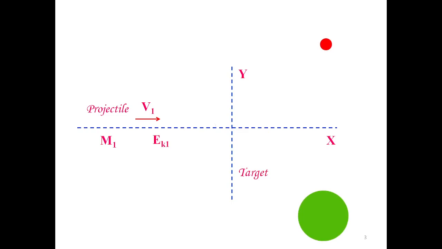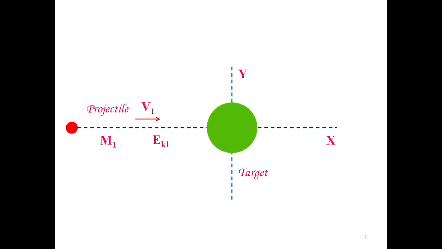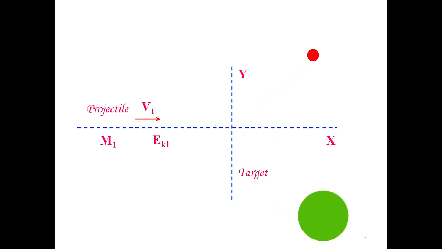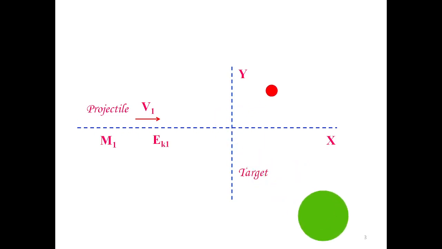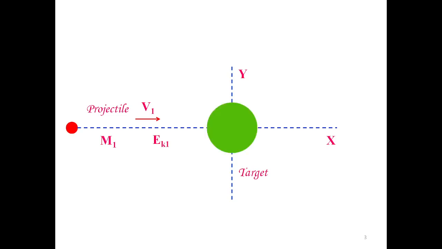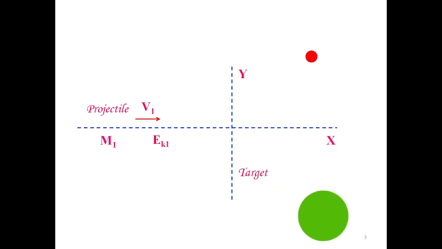When the fast projectile collides with the target nucleus, a part of the kinetic energy, or even all of its energy, can be transferred to the target nucleus. The amount of energy transferred varies with the scattering angle of the recoiling nucleus and the projectile. The interaction of the projectile with the target nucleus depends upon the energy of the incident projectile, as we already discussed in our first lecture. In this case, a part of the energy is absorbed by the target nucleus and scattered at an angle phi, and the projectile at an angle theta.